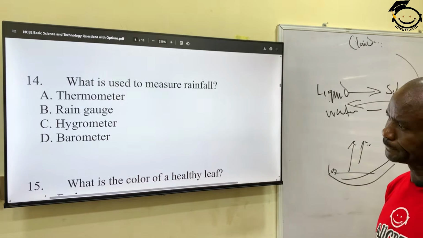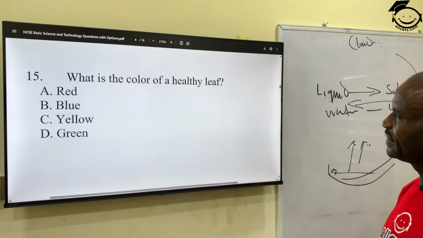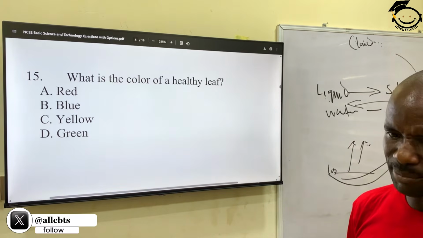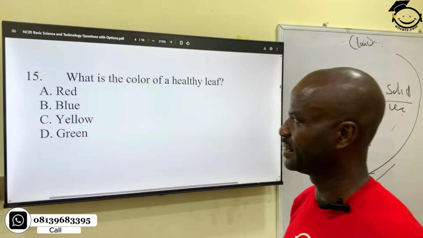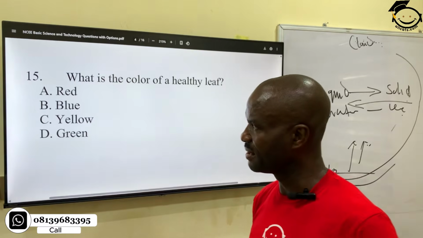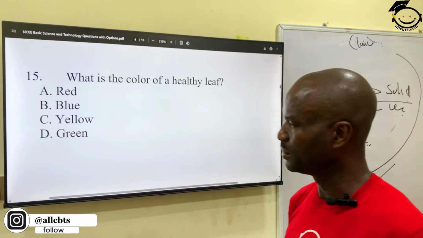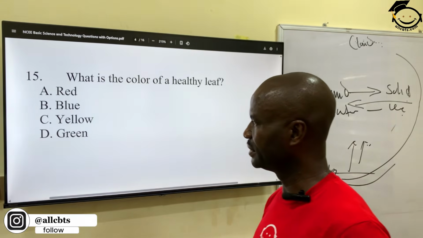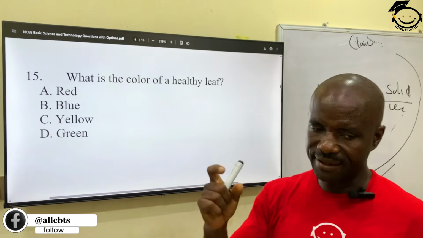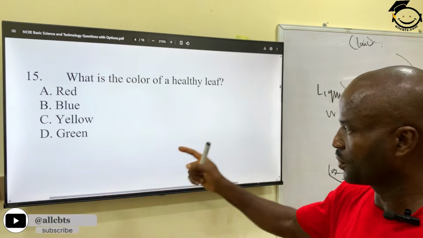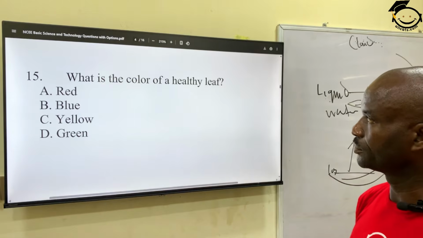Question 15. What is the color of a healthy leaf? When you see a healthy plant, it is identified by a particular color. A, red. Would the leaf be red? B, blue. C, yellow. And then D, green. The correct answer is green. A healthy, normal plant will show green. It will be greenish in color.